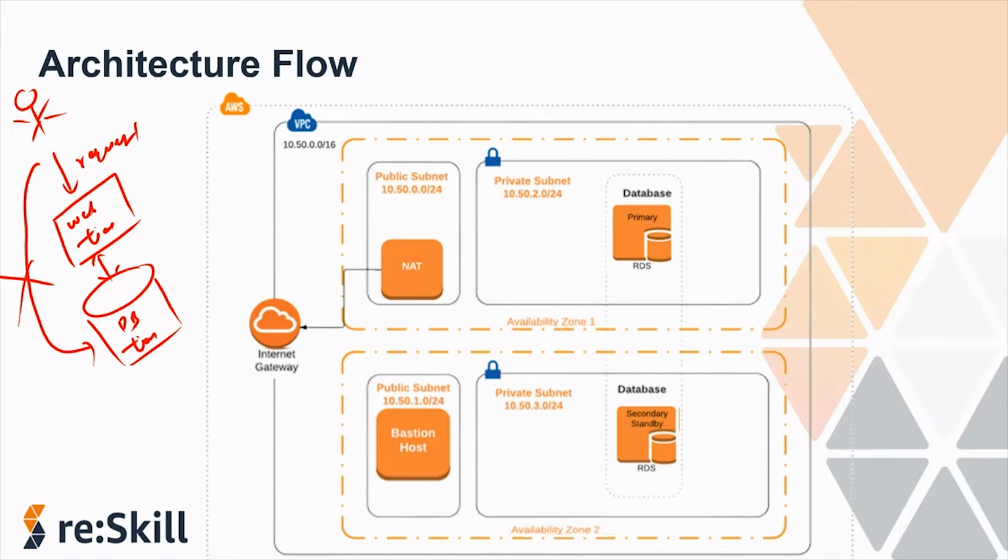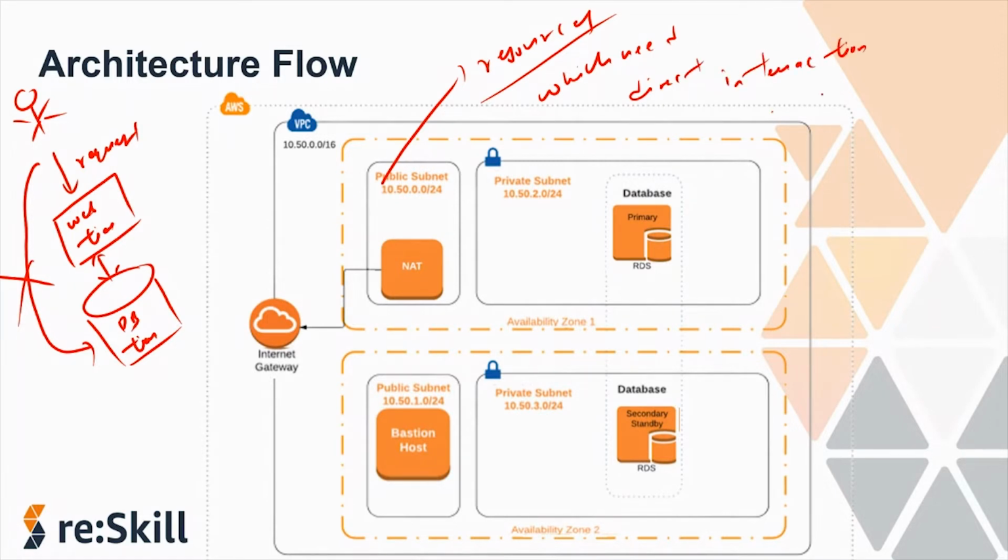Okay. So here, if I have to conclude, I can say that I need to isolate the resources in terms of public and private. Some resources need direct interaction over the internet, but some resources don't need direct interaction over the internet. They will have to interact over the internet indirectly. On the basis of that, I have created partitioning called public subnet and private subnet. So you can see it here. Public subnet means the resources which need direct interaction over the internet. Okay. And private subnet means the resources where indirect interaction is required.